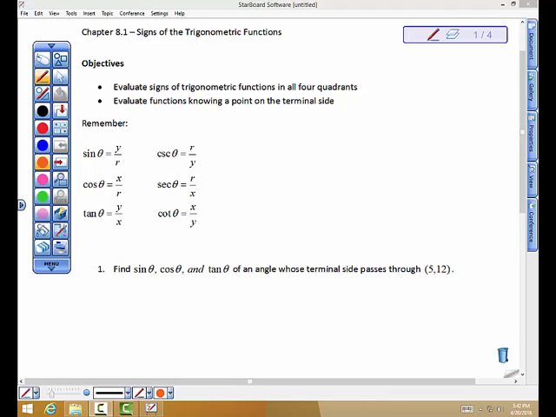In this video segment, we're going to study the signs of the trig functions, as in positive or negative, in terms of all four quadrants, so Roman numeral 1 through Roman numeral 4. Just a reminder, we learned in our previous material that the sine of an angle was defined as the side opposite over the hypotenuse, and the cosecant was the hypotenuse over the side opposite.